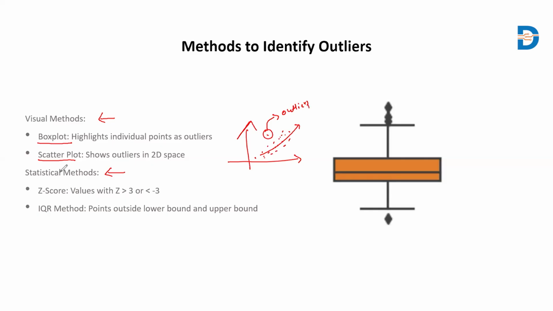Then we have the statistical method. In the statistical method, we'll be making use of standard deviation and Z-score. Then we have the IQR method. We'll be integrating this IQR method along with the box plot and doing further analysis. So let's practically visualize all these methods.